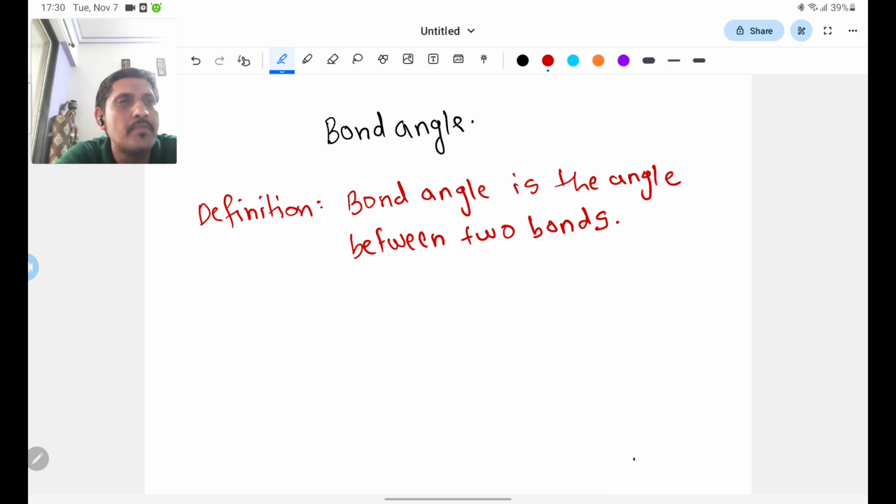For example, suppose we have a BF3 molecule called boron trifluoride. So we have this fluorine, boron, fluorine bond. Two BF bonds are there. The angle between them is 120 degree. Now this is called a bond angle.